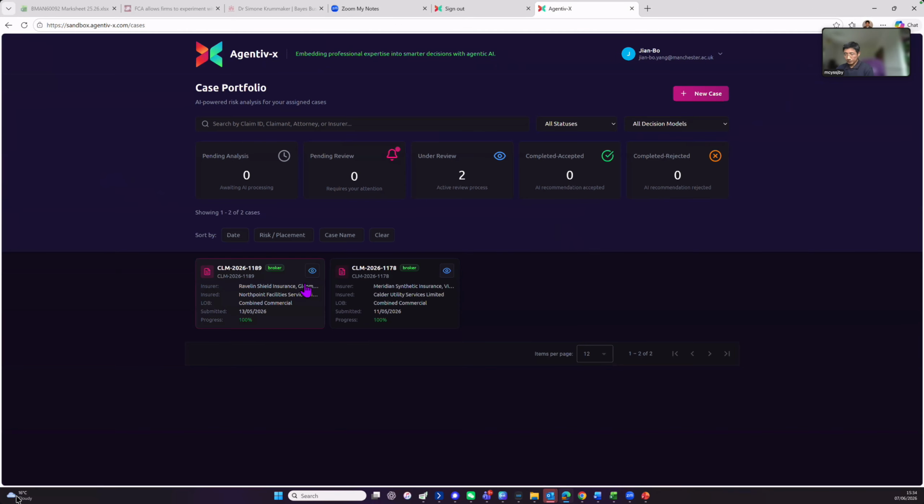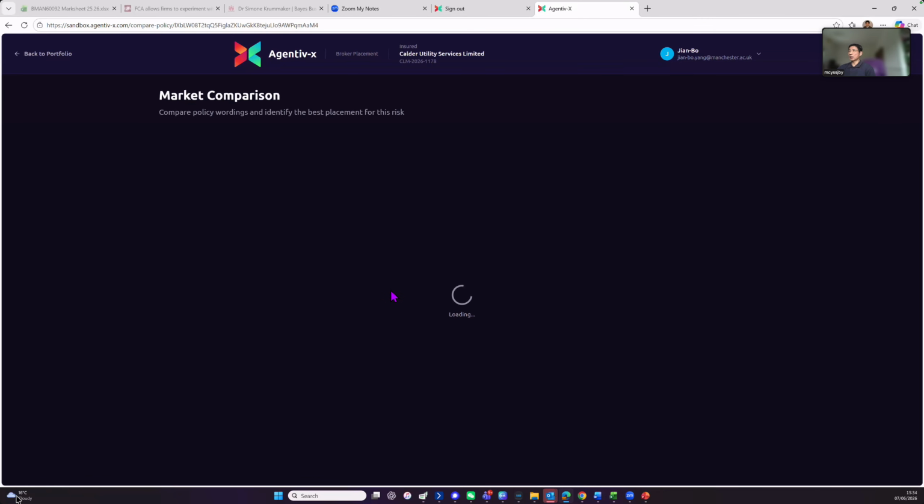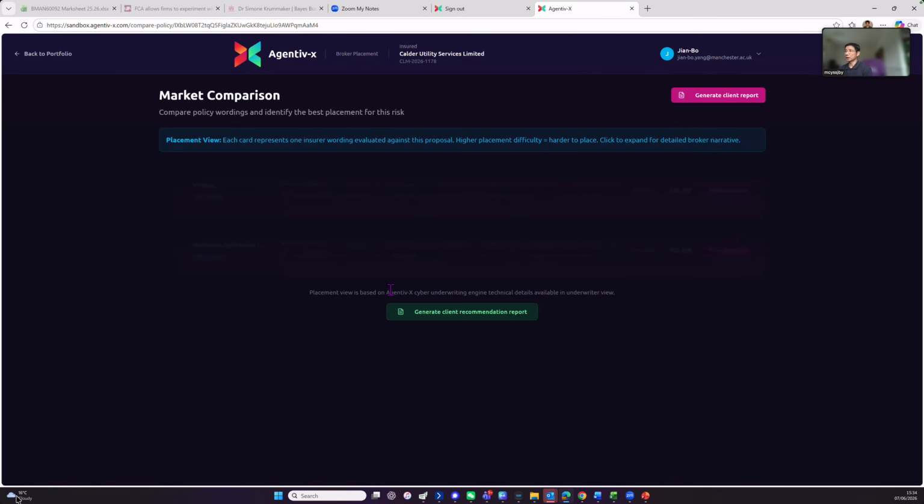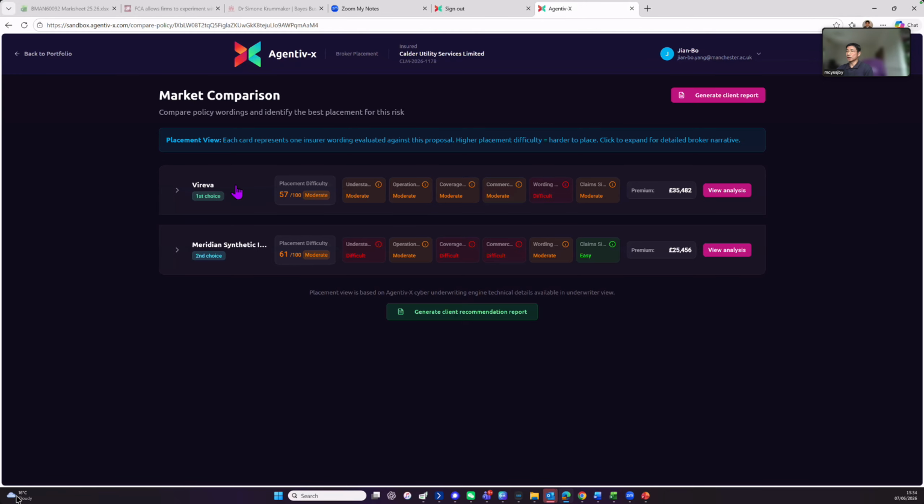So this system has been developed by Agentive X in the last several months. The data is okay, we can show this, it's not confidential. I will show you one example, or two examples. The first one, you can see, is a broker's example. The client is a company applying for insurance from different insurers.